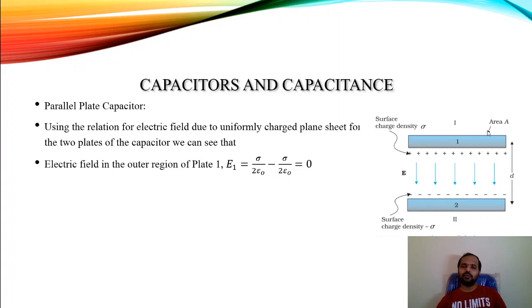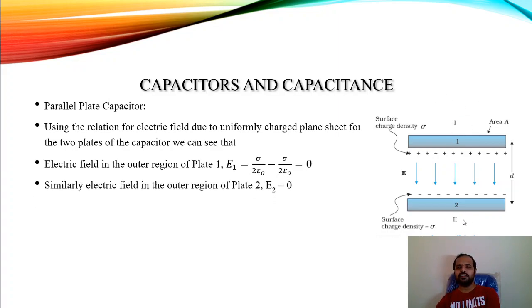So the electric field outside plate 1, that is in region 1, we can see that E1 is equal to sigma by 2 epsilon naught minus sigma by 2 epsilon naught, which equals 0. Why is this? The reason is very simple, because there are no charges residing on the outer side of the plate. Since this is not connected to any battery or EMF source, the charges are going to be residing only on the inner side of the two plates. So due to this, there is no electric field which exists on the outer side of this plate.